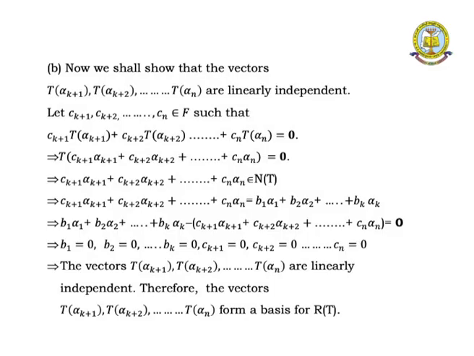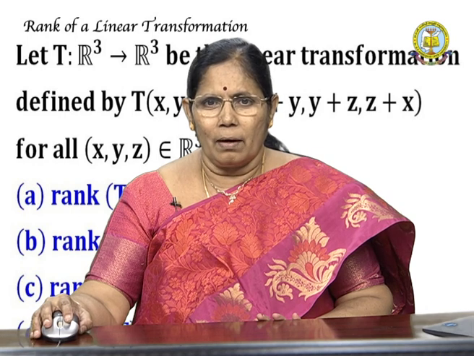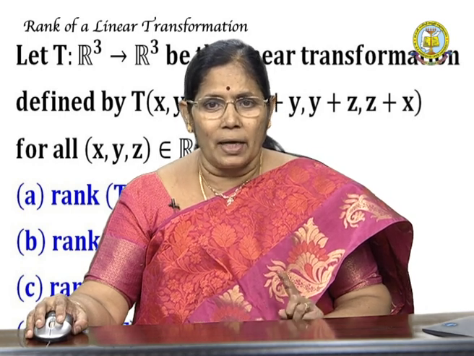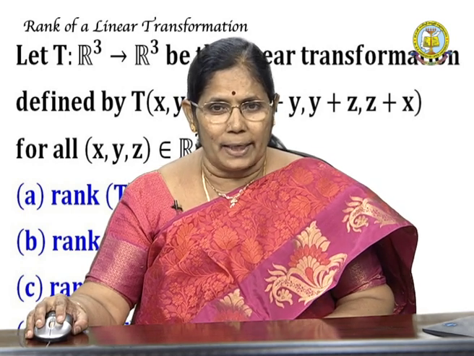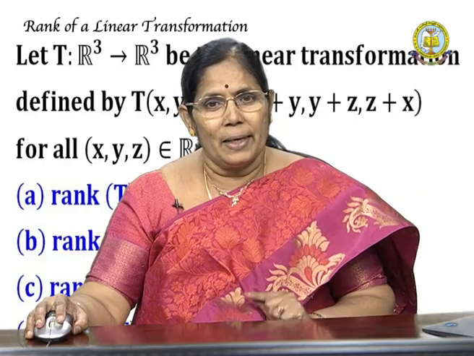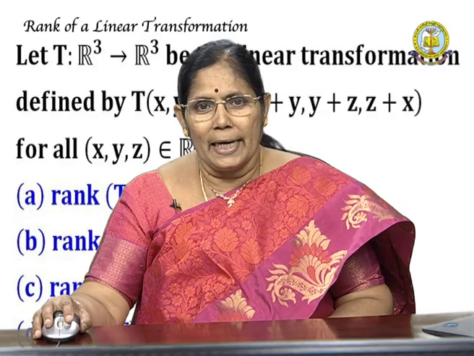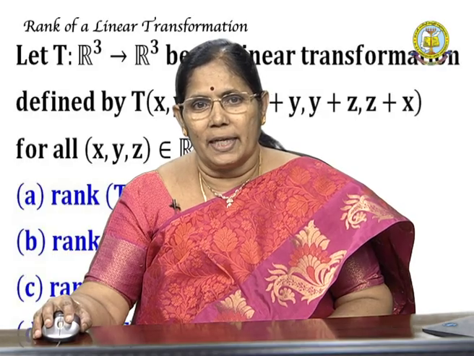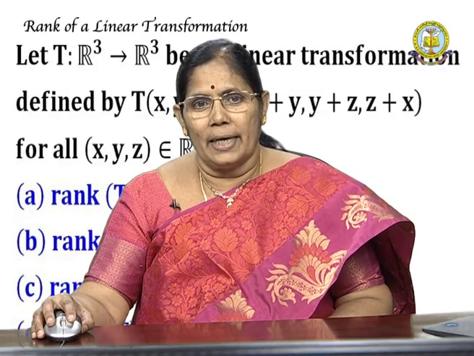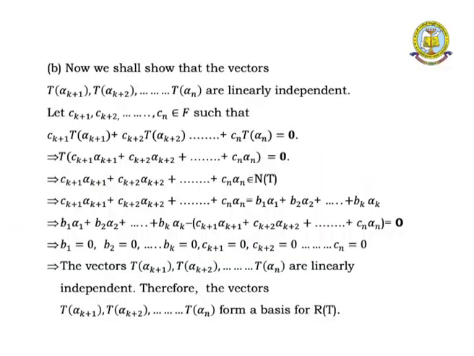Students, here alpha 1, alpha 2, etc., alpha k are basis vectors of null space. Therefore, their T image is 0. So, any vector T of alpha in range of T is a linear combination of T of alpha k plus 1, T of alpha k plus 2, etc., T of alpha n, which says that these vectors span the range of T.